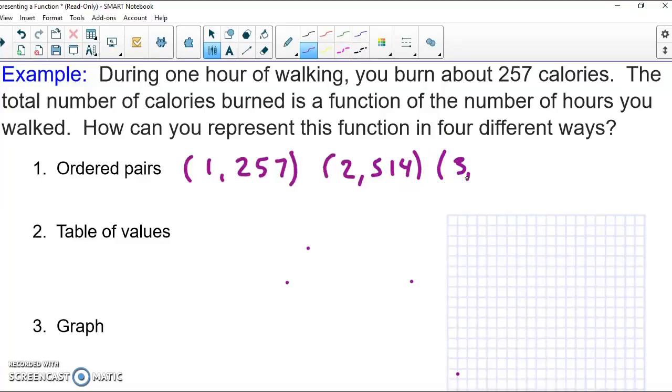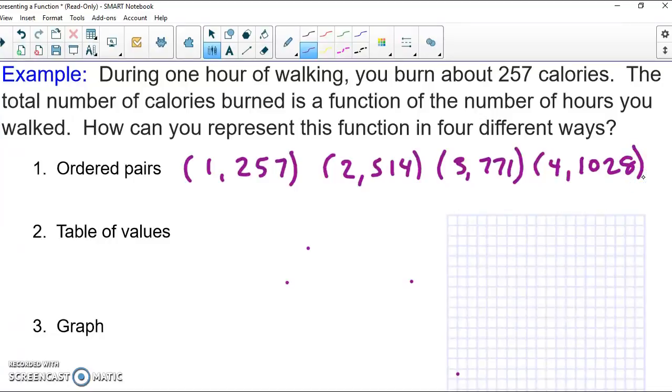In 3 hours then, I could burn 3 times 257. So 257 times 3 is 771. In 4 hours, I could burn 4 times 257. So I'm always taking my unit rate and multiplying by my number of hours.